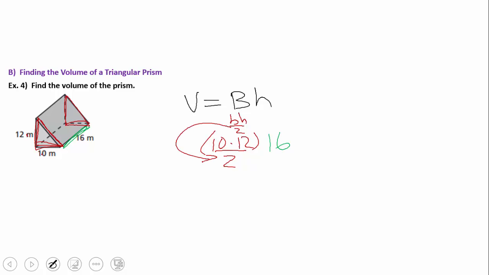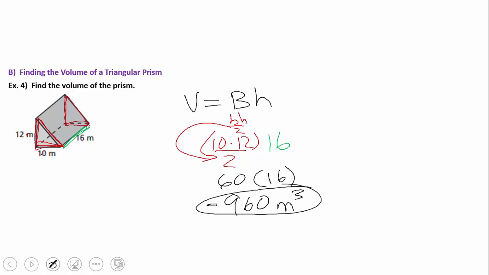So 10 times 12 is 120. 120 divided by 2 is 60. And 60 times 16 does give us 960. And we've got meters, and those meters are cubed because we're talking volume. So I almost made a classic blunder. I almost forgot to divide by that 2. You've got to make sure you keep that in there, dividing by 2.